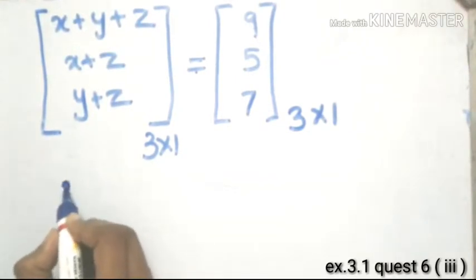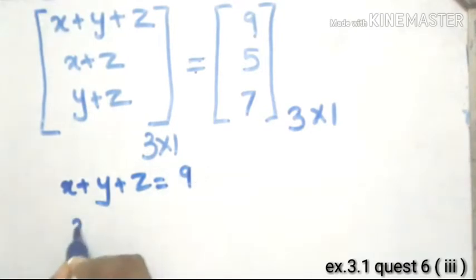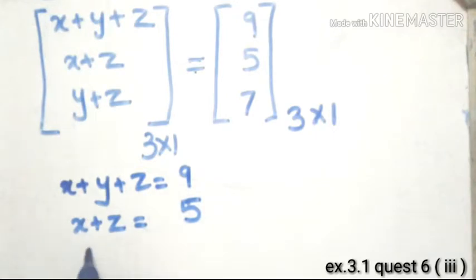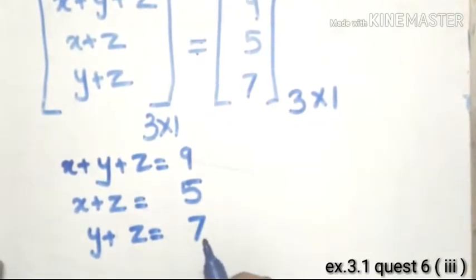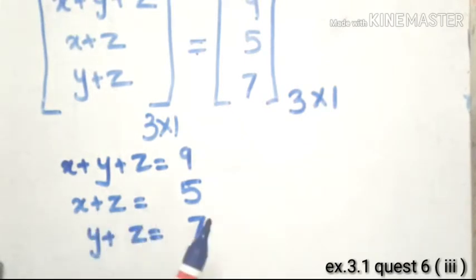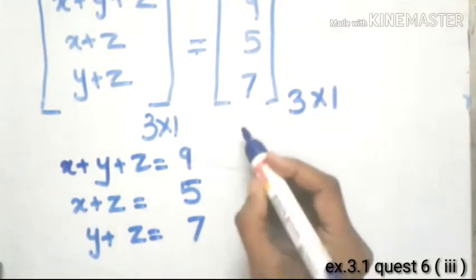So we will get x plus y plus z equal to 9, x plus z is equal to 5, and y plus z equal to 7. These are the 3 equations. I think these are all linear equations. Yes, that's right. Now, one thing I can do is substitute this third equation in the first equation. Y plus z equal to 7, I can directly substitute over here.